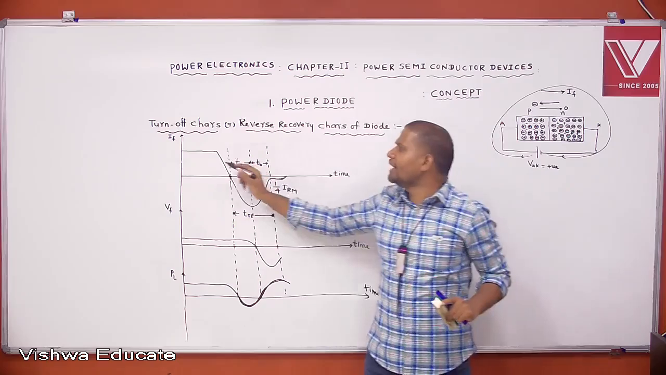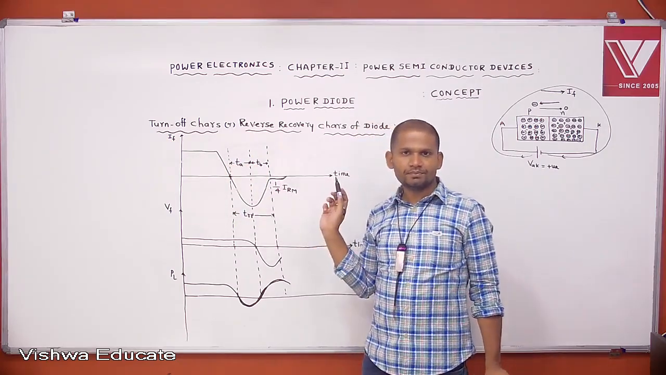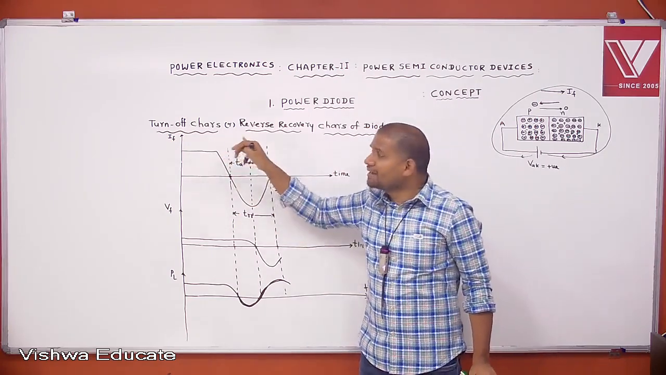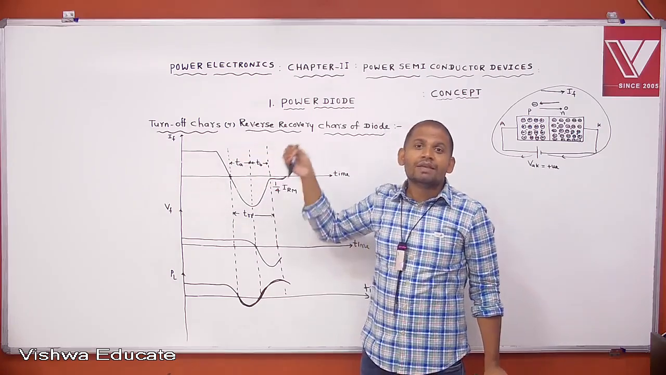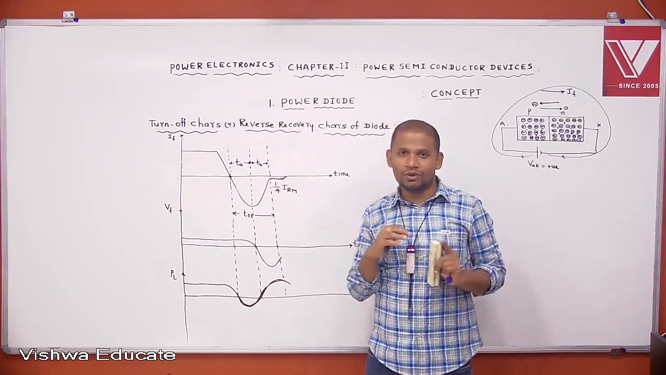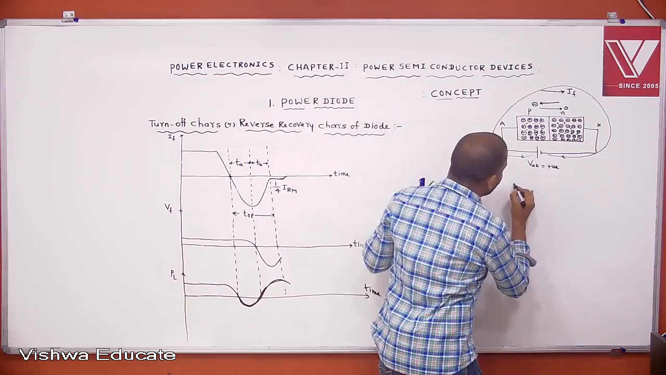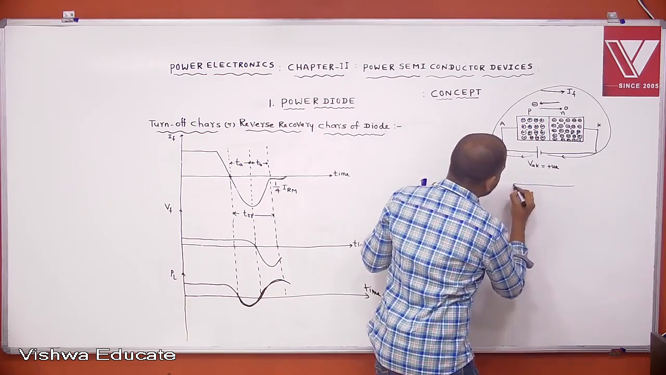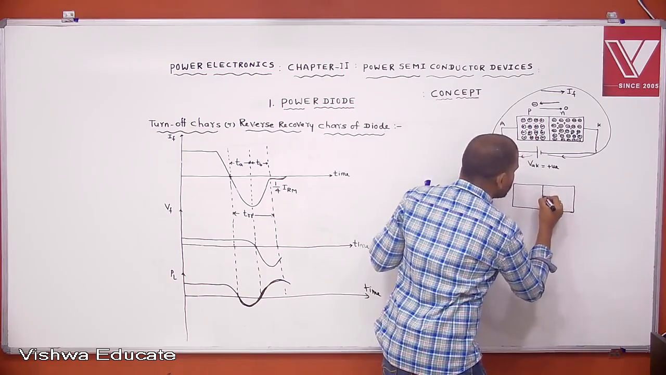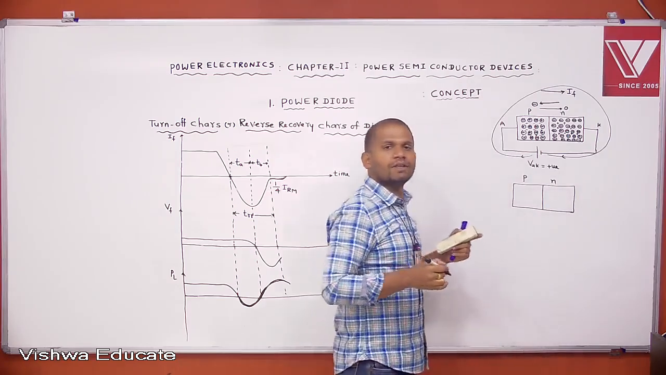Understood? Now the diode is under on condition. Now this much current is conducting. This is the current through the diode. Let us assume that. Now, in order to turn off the diode, here I am explaining the turn off characteristics. In order to turn off the diode, we are applying a reverse voltage. To turn off the diode, a reverse voltage is applied.